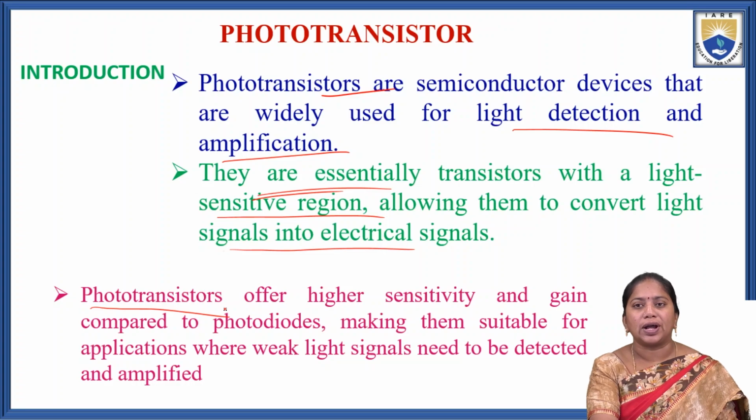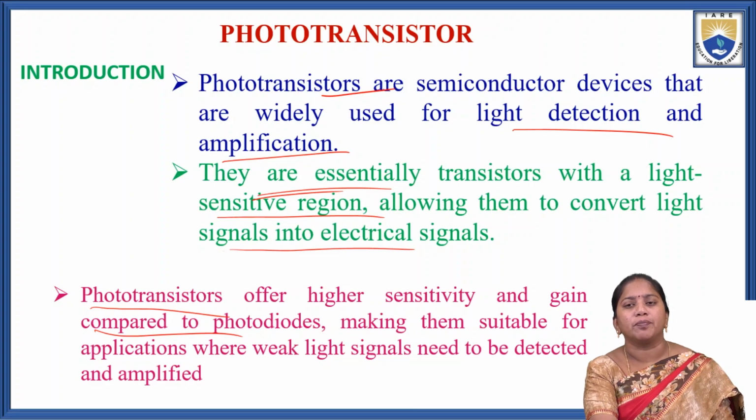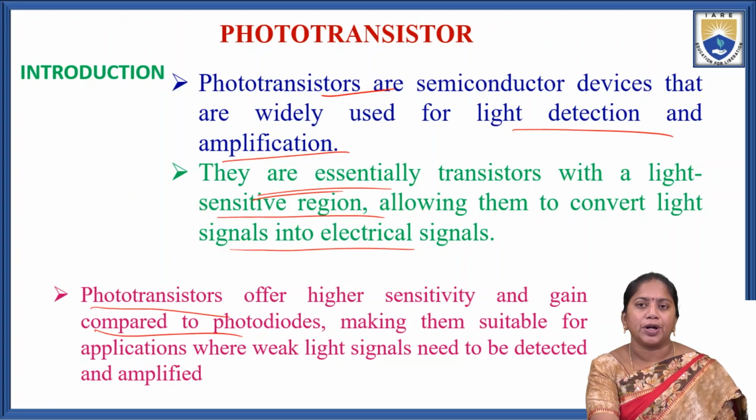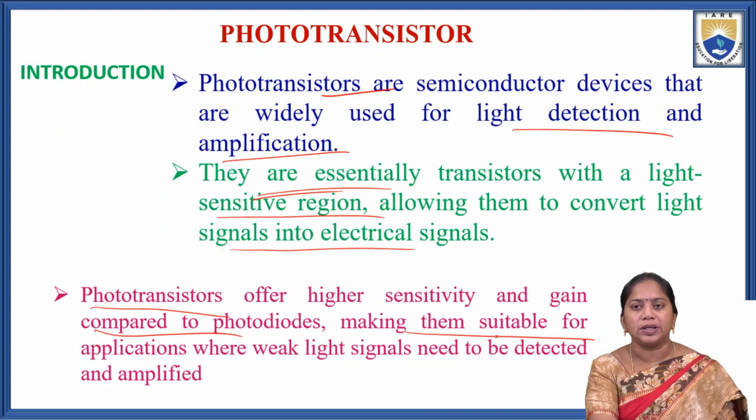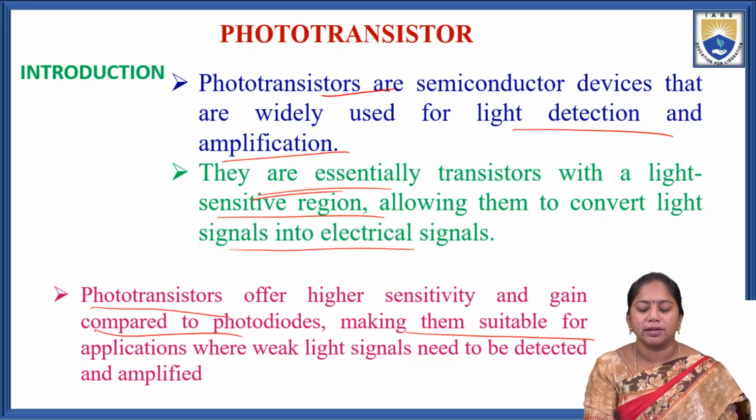When we compare with photodiodes, phototransistors offer higher sensitivity and gain. So, these are suitable for applications where weak light signals need to be detected and amplified.